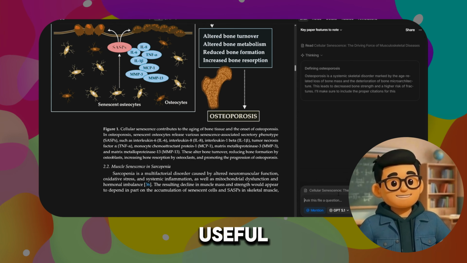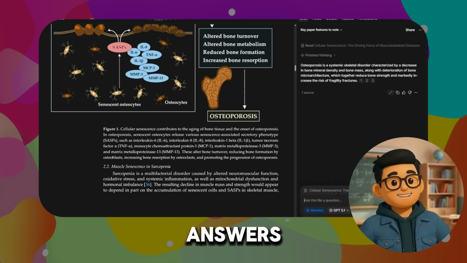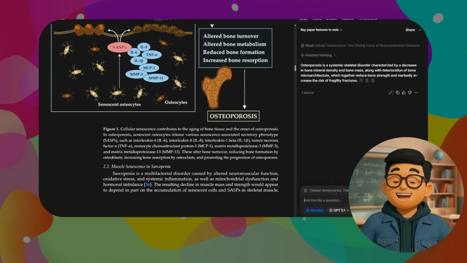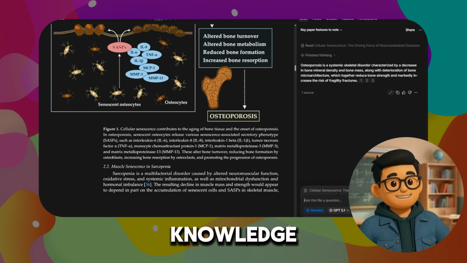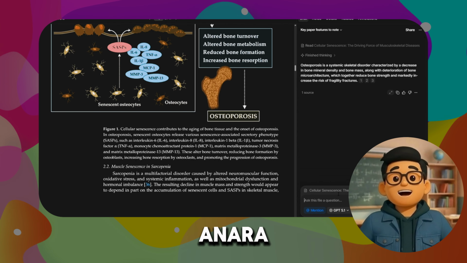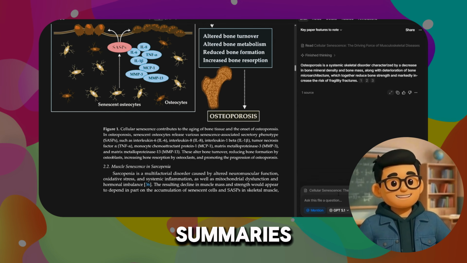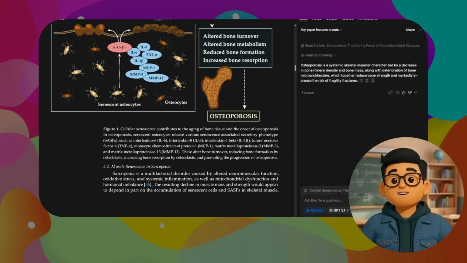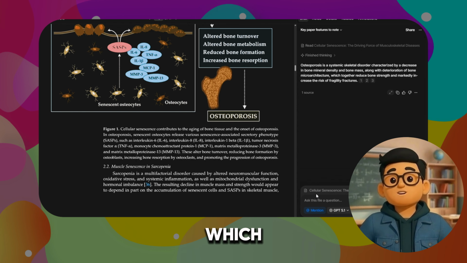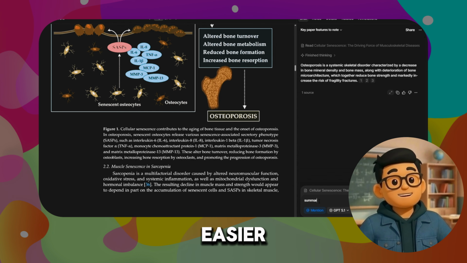One more really useful feature that Anara has recently released is the ability to control where your answers come from. You can ask a question and choose whether the response should be based on your own library or from general knowledge. When you use your library, Anara pulls information directly from your saved papers, notes, and summaries. This brings everything together in one place and allows you to ask questions across your entire research collection, which makes reviewing, consolidating, and interrogating your knowledge much easier and more effective.